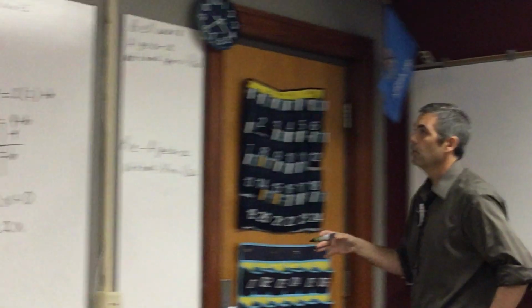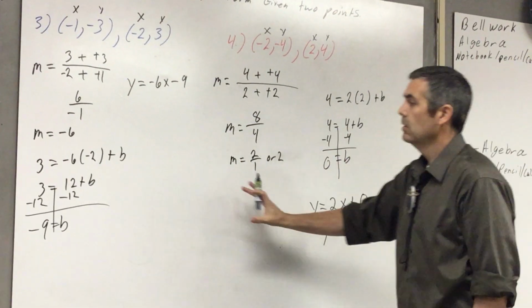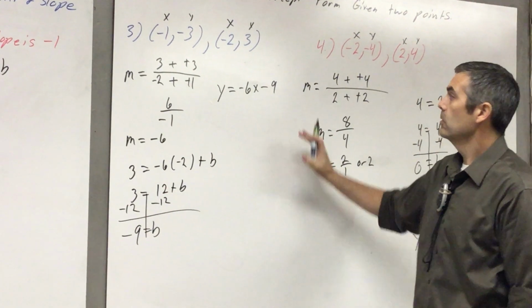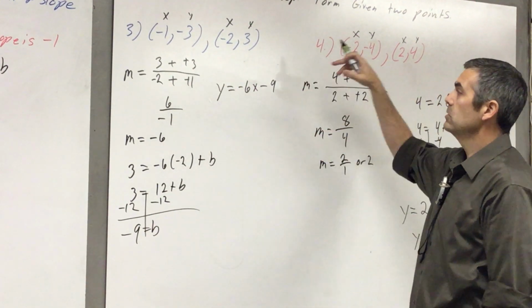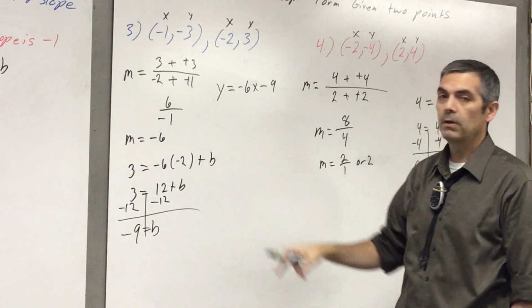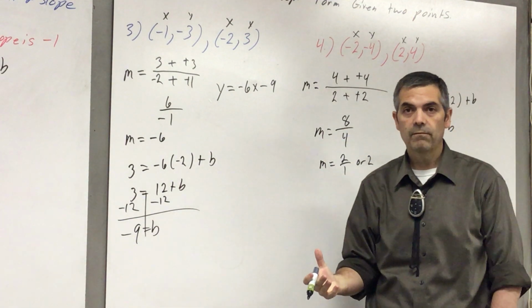Writing slope-intercept form, given 2 points. That's this. You should be able to do this. You should know your slope formula. Once you have your slope formula, it's just solving for b and then putting it back into slope-intercept form.